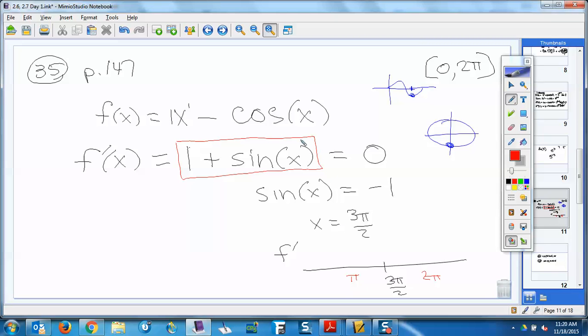So we're going to plug pi into the red box here. Sine of pi is right there. That's 0. Plus 1, that's positive. Sine of 2 pi, which is right there, is also 0. 1 plus 0, positive. Oh, so what do we got? We must have a flat spot there. So where is this function increasing? Always, right? Always increasing.